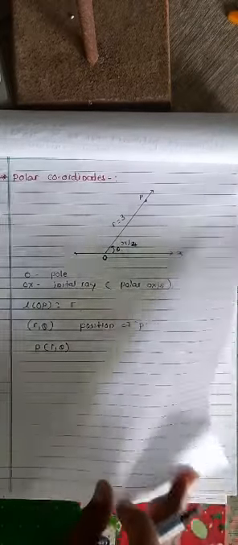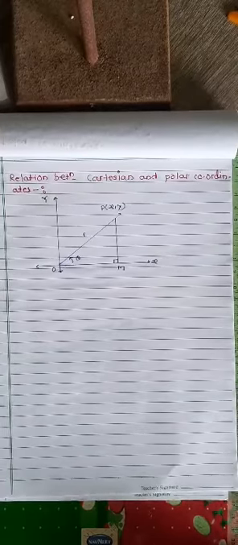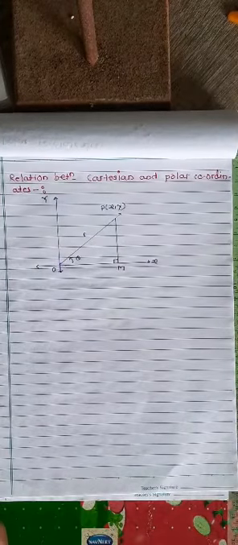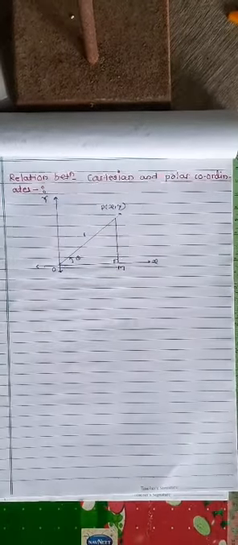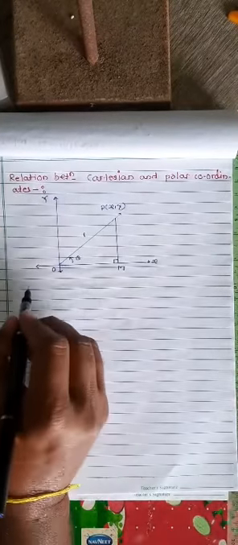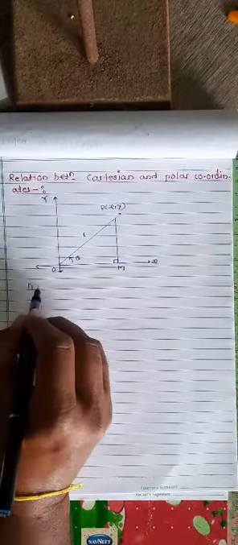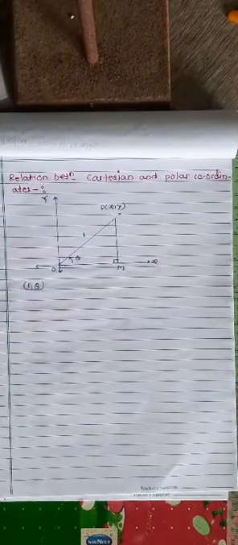Now after that we have to discuss another topic, the relation between the Cartesian and the polar coordinate systems. Consider O as the origin point, and we know that the polar coordinates of this point are R and theta, which we discussed in the previous topic.